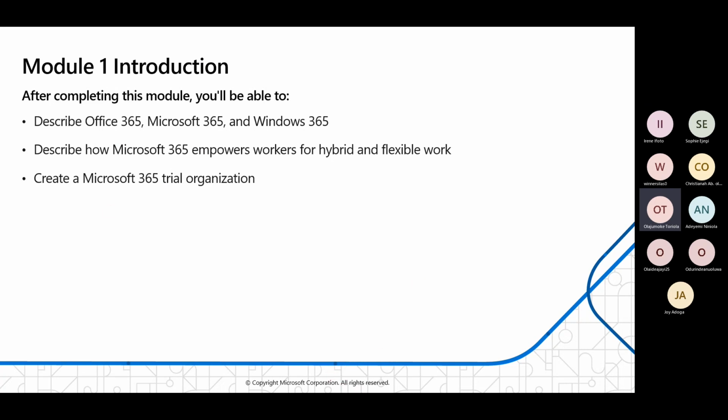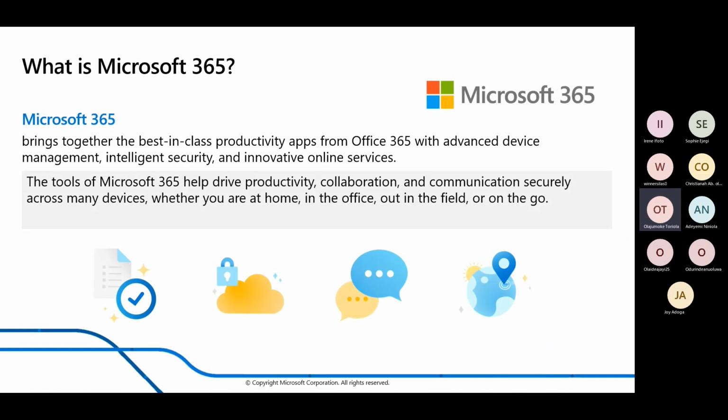So with that, what is Microsoft 365? Microsoft 365 is a SaaS application that brings together the best-in-class productivity apps from Office 365. In addition to that, it has advanced device management, intelligent security, and innovative online services. What Microsoft 365 does differently from Office 365 is that Office 365 is only taking care of productivity.